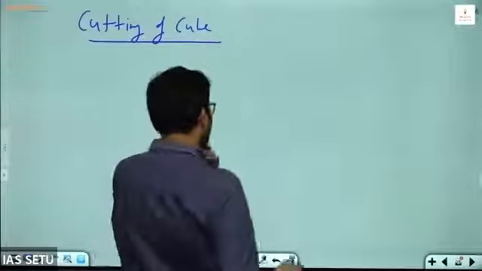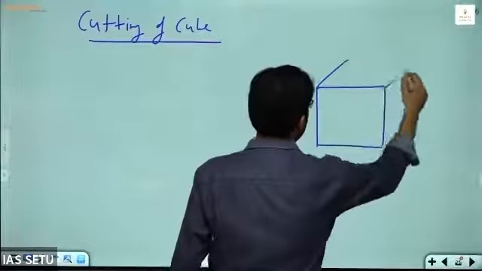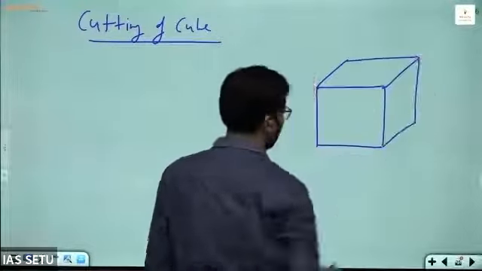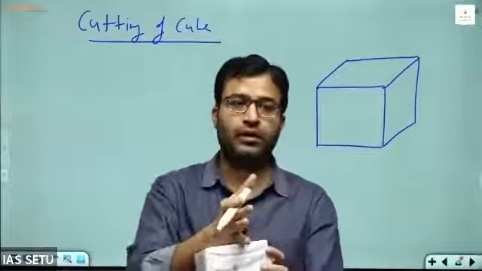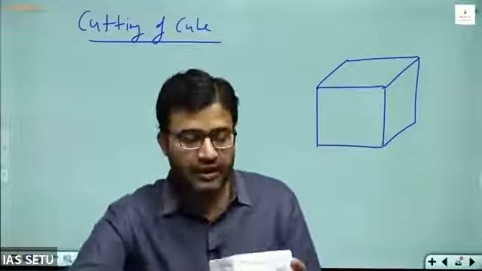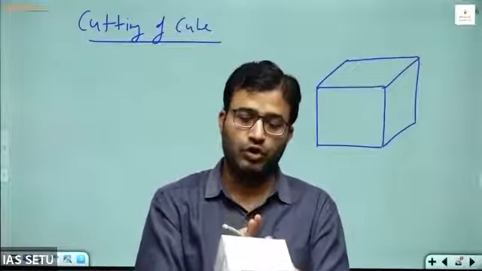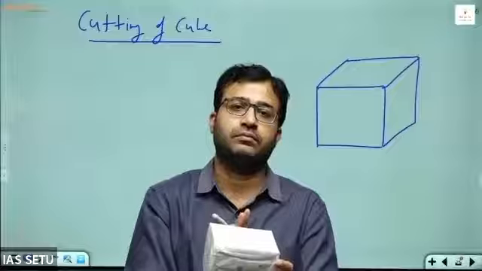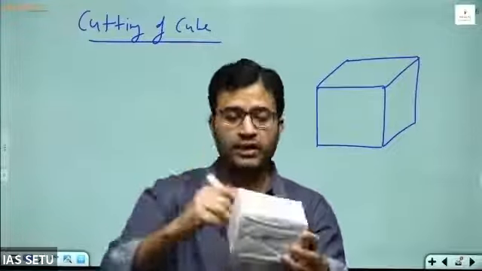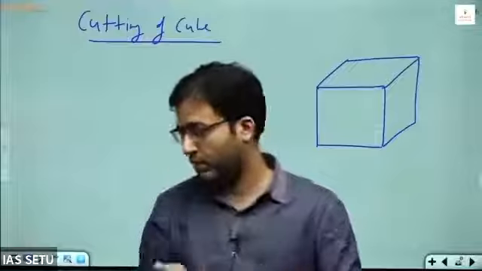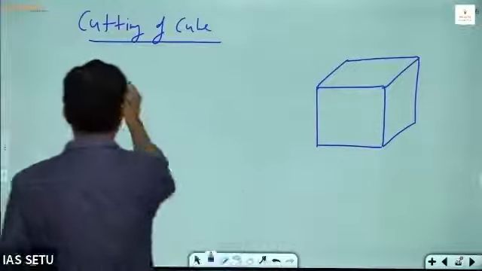So what we will do here, we take one cube, and examiner will ask you to put cut. And whenever examiner will ask you to put cut, that has to be a straight cut throughout this cube. It cannot be diagonal cut, it cannot be half cut. Pura cut lagega, and that is a straight cut. Okay, so cut and pieces.